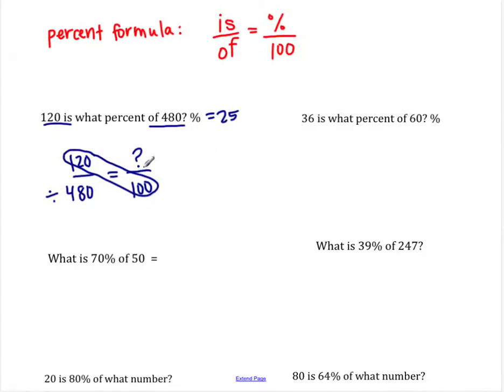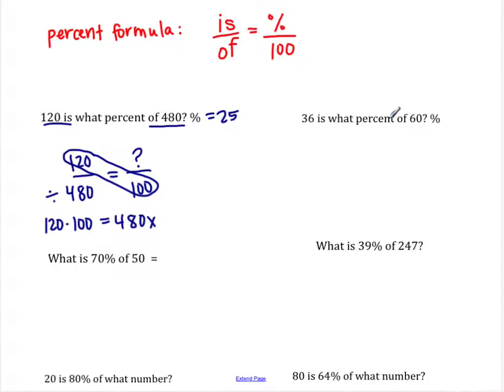So check the math on your calculator if you didn't follow that very well. Another way to look at this is 120 times 100 equals 480 times x, and you would solve for x by multiplying 120 times 100 and then dividing by 480. Okay, let's try another one.